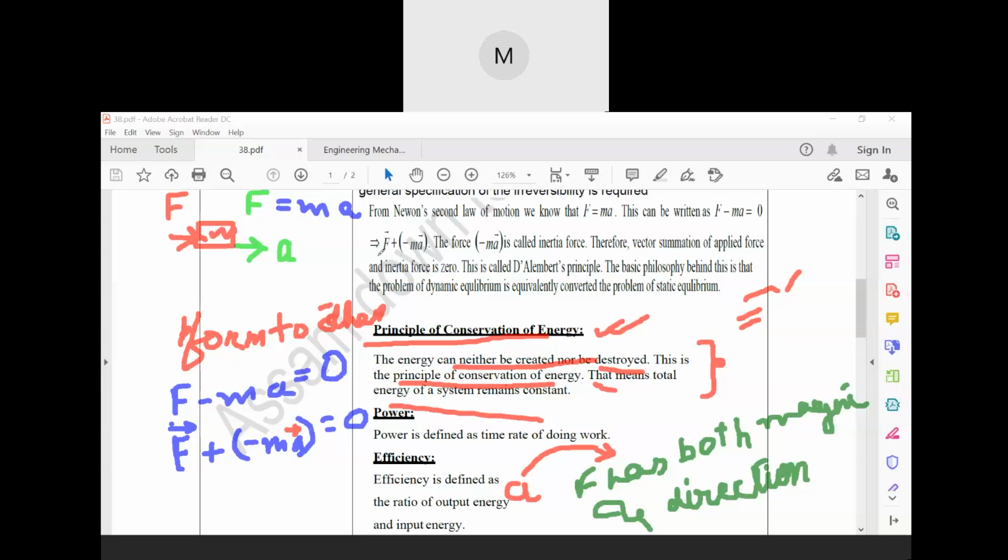So we can write in this manner or in this manner. So this minus ma thing is called what? Inertial force. And the vector summation of the applied force is 0. So that means this part is 0, no?